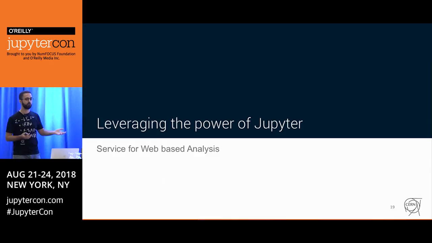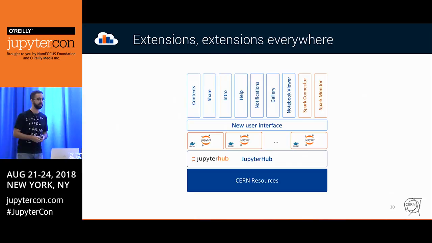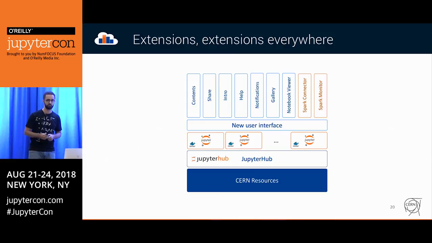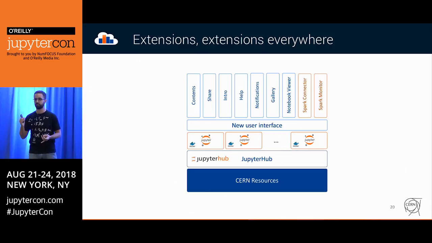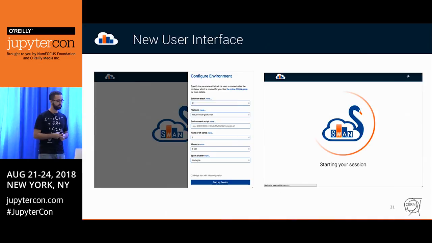But then, of course, we thought we can go further and we can provide more functionality to our users. And so we started by providing a new interface to them, and we put on top a couple of extensions to give more functionalities. And we have all kinds of extensions. We have NB extensions, server extensions, and even kernel extensions. This is how it looks.